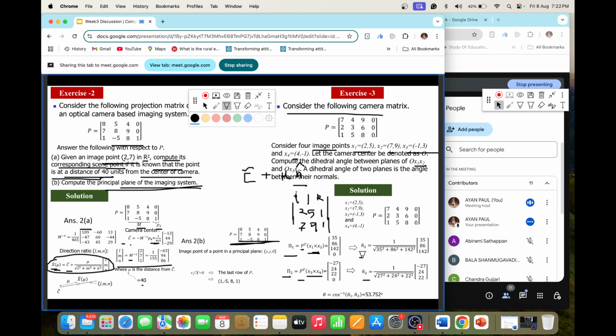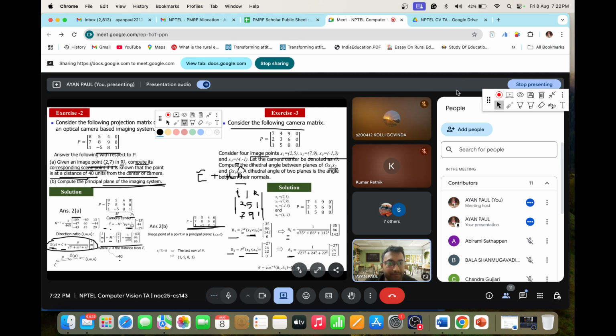Normal is nothing but whatever you got, you just divide it by its magnitude. So we got the n1 cap, we got the n2 cap, and theta is very easy, that is cos inverse of n1 cap dot n2 cap. So by this we are getting the angle between the two planes formed by the two lines on the image plane. Okay, is it clear to all of you? Clear, right? Is it clear? At least you got the steps of it.